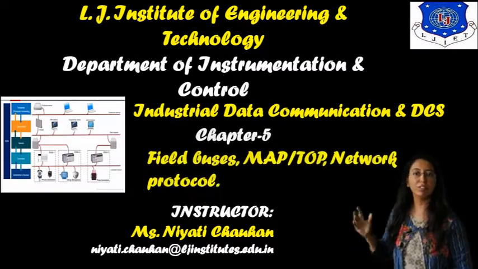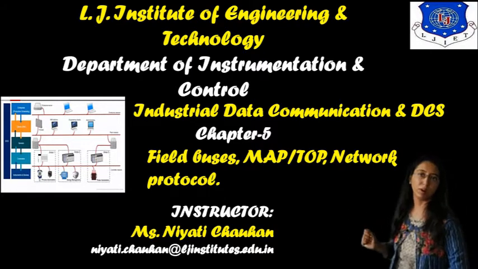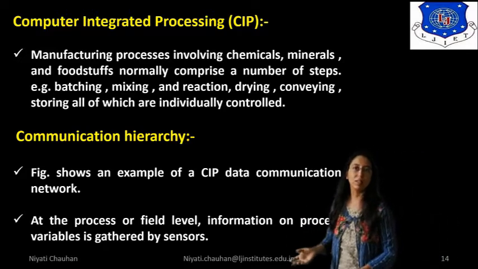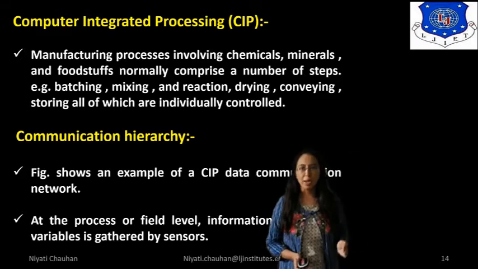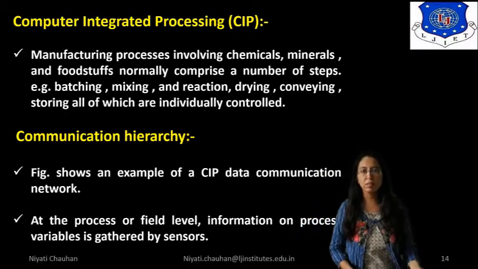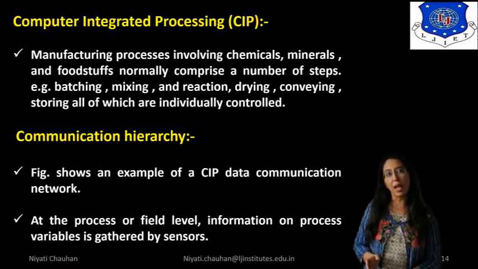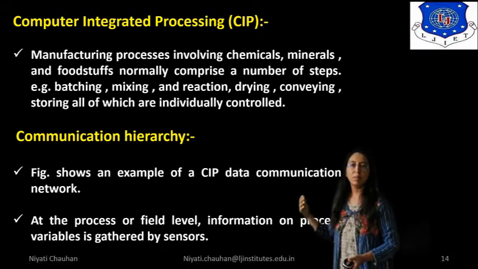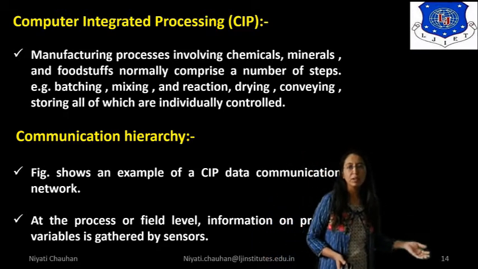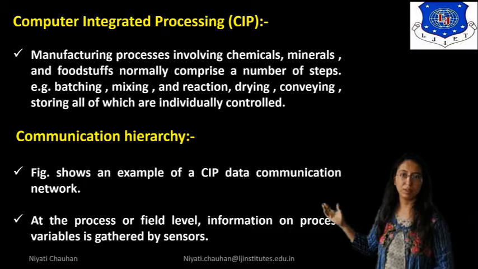Then we will start chapter 5, field buses, MAP of network and protocol. First we discuss computer integrated processing, CIP. Manufacturing processes involving chemicals, minerals and foodstuffs normally comprise a number of steps, for example batching, mixing and reaction, drying, conveying, storing, all of which are individually controlled.